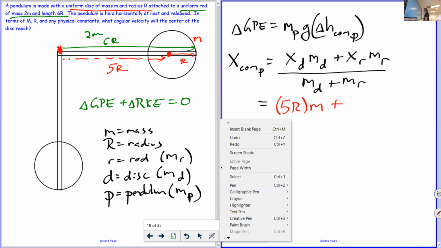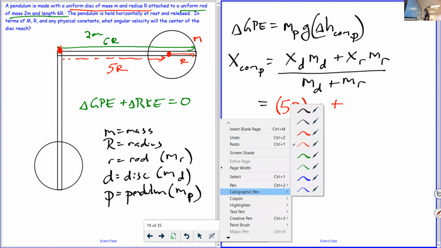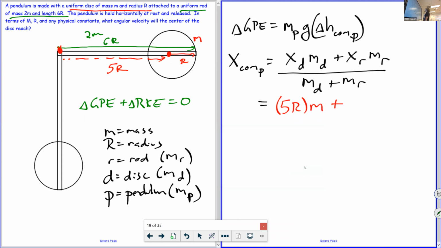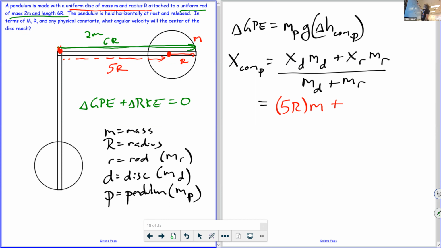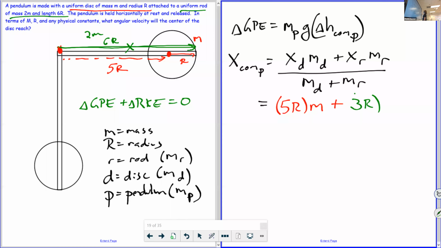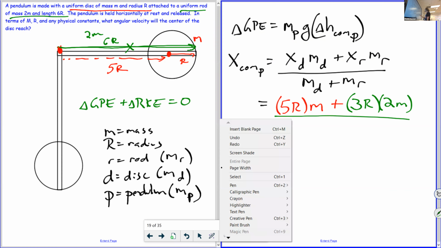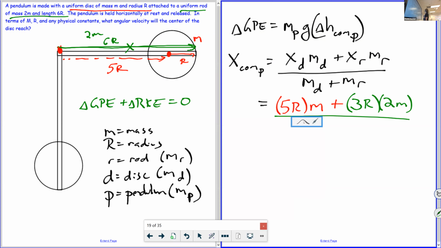now we got to do the rod. Let's see, the position of the rod. Well, the whole rod is a length of 6r. Its center of mass is going to be halfway along that, which will be 3r, times the mass of the rod, which is 2m. And then we have to divide the whole mass by the mass of the disk, m, plus the mass of the rod, 2m.